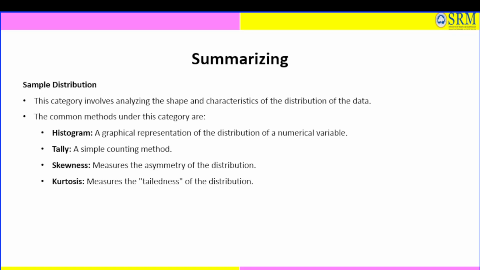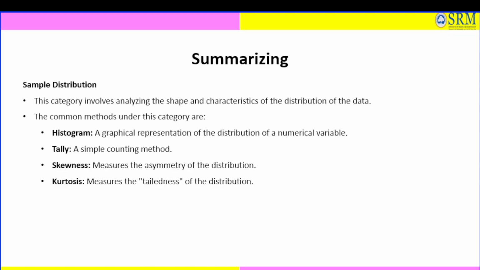The last one is sample distribution, which we can understand by means of four things. First we have to understand what sample distribution is. Sample distribution means we analyze the shape and characteristics of the distribution of data. The most common methods are histogram, tally, skewness, and kurtosis. A histogram is a graphical representation of the distribution of a numerical data set, and it shows the frequency of values within certain intervals.